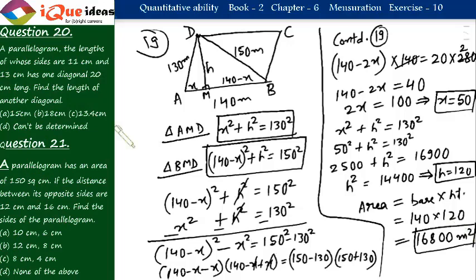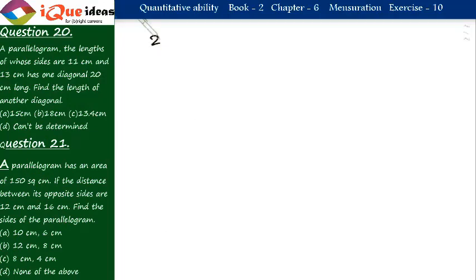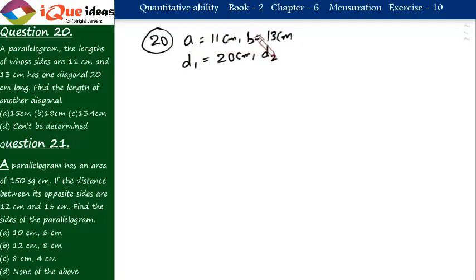Now let's take up the next question, question number 20. It says a parallelogram, the length of the sides are 11 and 13. So a is equal to 11 centimeter, b is equal to 13 centimeter. One diagonal is 20 centimeter long, d1 is equal to 20 centimeter. We have to find d2.